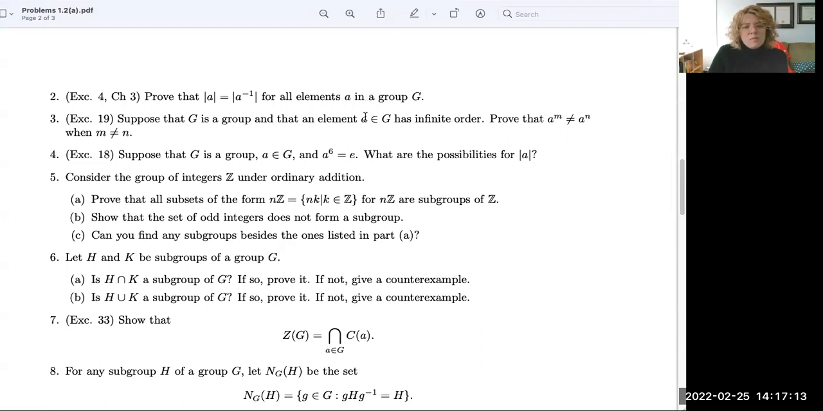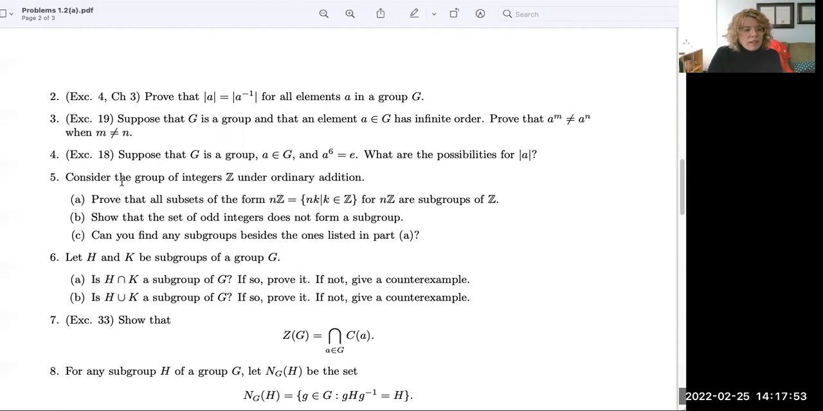The third one, showing that if A has infinite order, then you can never stumble upon two orders being the same. So assume that they are and show that A does not have infinite order. Okay. If G is a group and A to the power of 6 is equal to E, then the order of A could be 1, 2, 3, or 6. Your answer should tell us why those are the only possibilities.